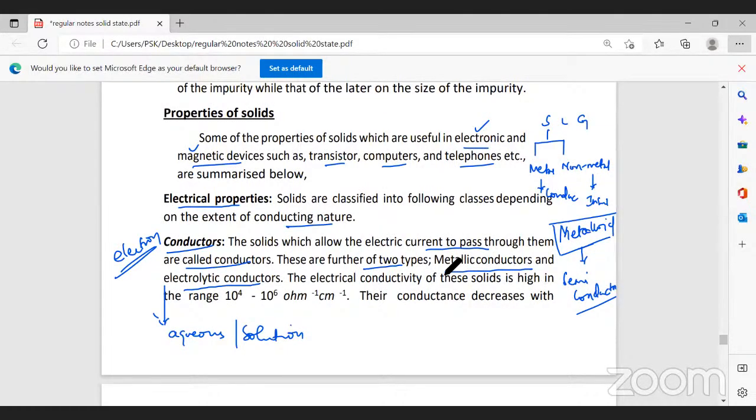Now conductors are of two types, metallic and electrolytic conductors. The electrical conductivity of these solids is high, in the range 10 to the power 4 to 10 to the power 6 ohm inverse centimeter inverse, Siemens per centimeter. Per ohm is also called Siemens. Siemens per centimeter is the unit for conductance. So you should remember the unit for conductance.